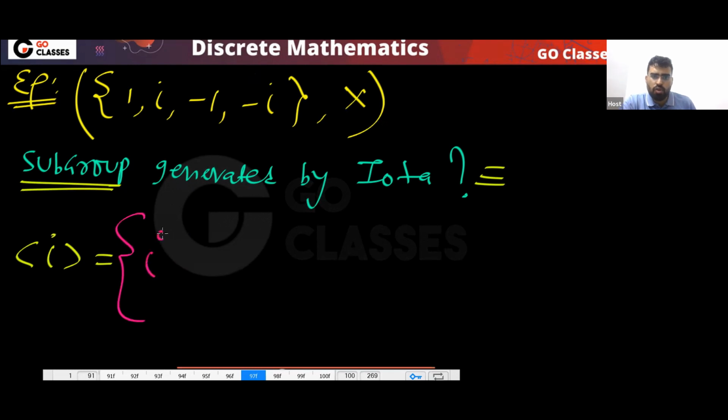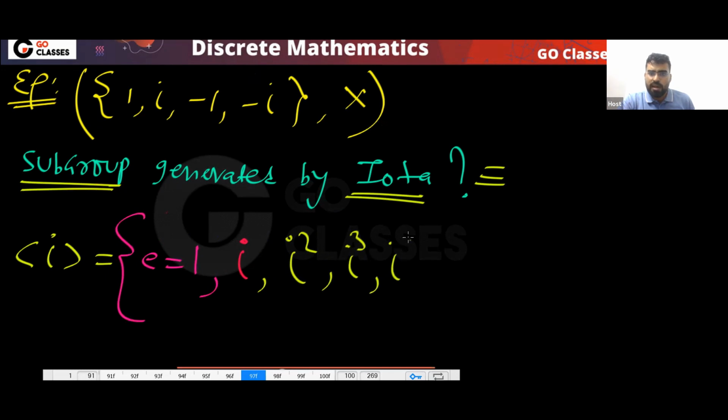So iota power 0, the identity element, will be there, right? First of all, take the identity element. Iota should be there, because it is the subgroup generated by iota. Karan आया है तो अर्जुन भी आएगा. Iota square also will be there. Iota cube also will be there. Iota power 4 also will be there. Iota inverse also will be there. Iota power minus 2 also will be there.